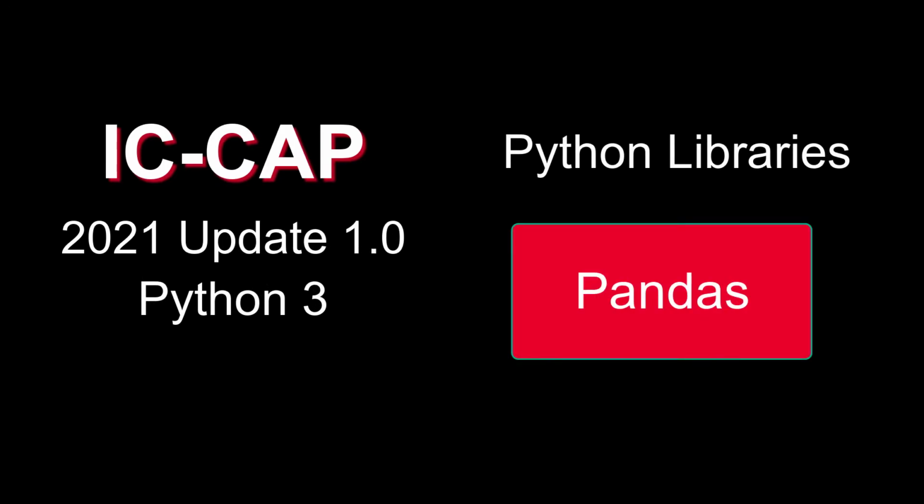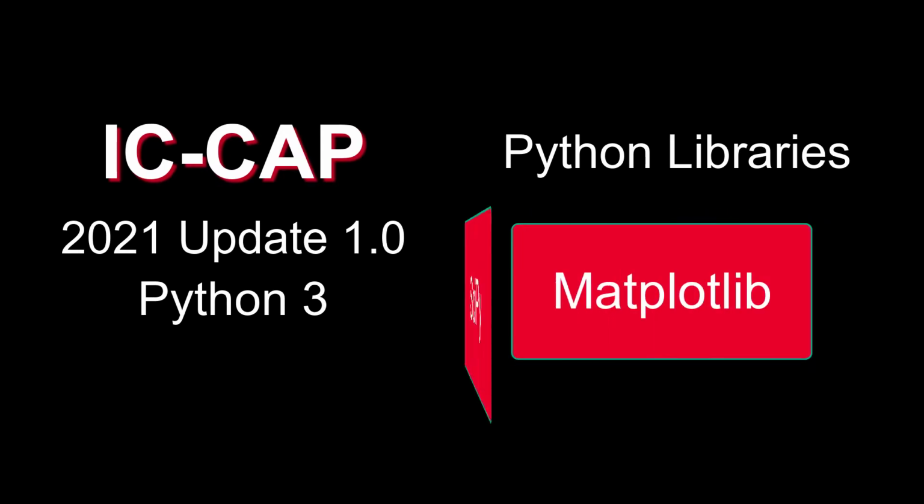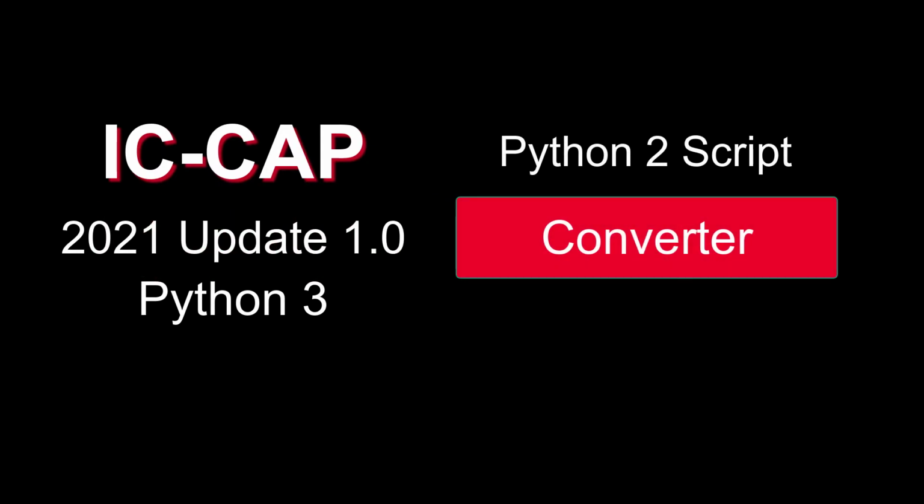Starting with version 2021 Update 1, ICCAP officially supports Python 3. With the adoption of Python 3, ICCAP features the latest Python packages such as Pandas and H5Py. The latest NumPy and SciPy utilize Intel's math kernel library and provide powerful new capabilities. Finally, for users who have already worked with Python 2, we provide a converter to convert your Python 2 model files to Python 3 format easily.